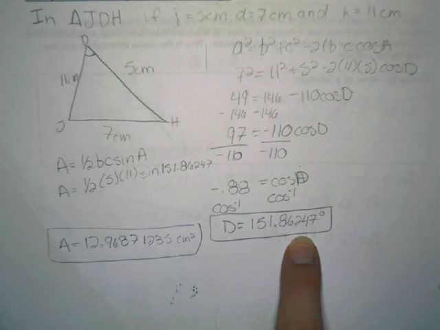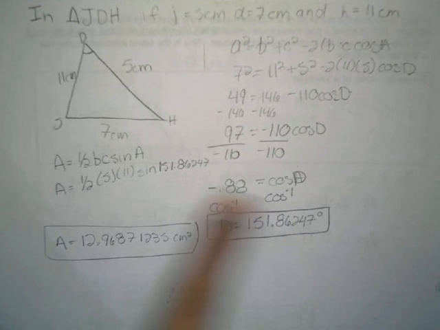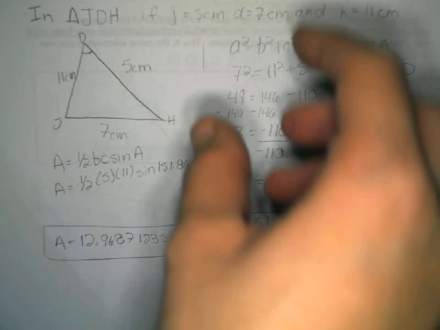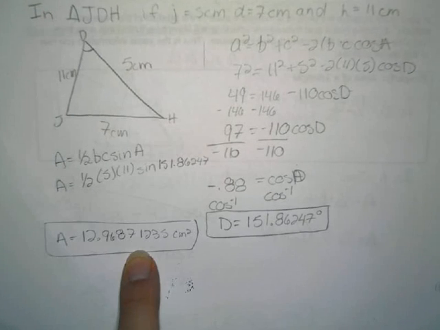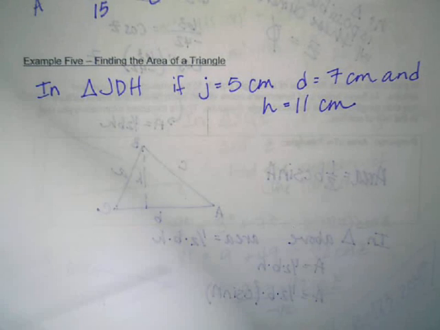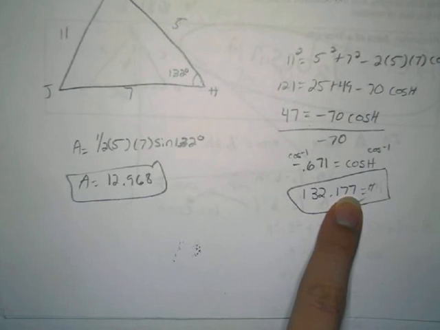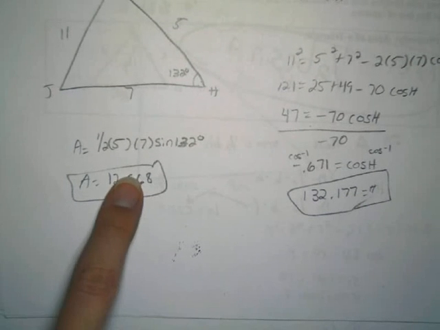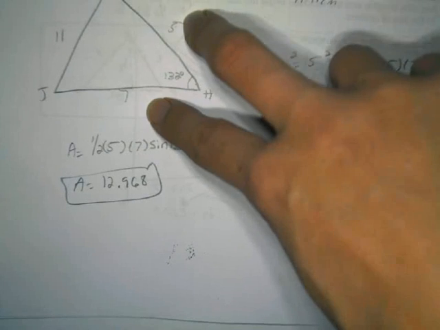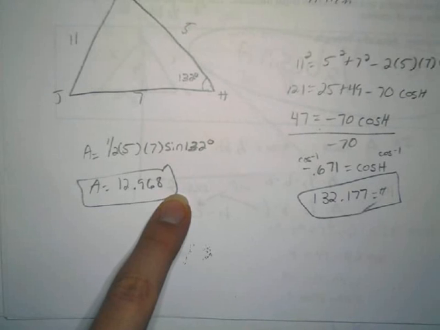All right, gentlemen, make sure you're listening, please. Okay. So angle D, and if you plug it into the formula and use the two sides that include it, the 5 and the 11, you end up getting an area of 12.96 centimeters squared. If you find angle H and plug that into the formula and use the two included sides, you end up getting the same area. What should be written there though? Centimeters squared.